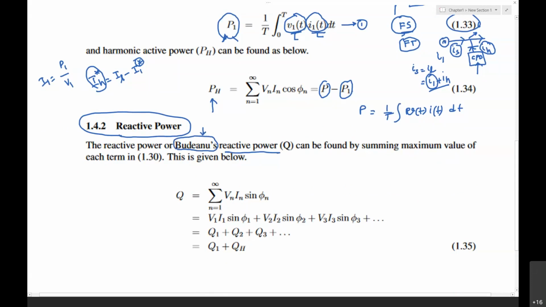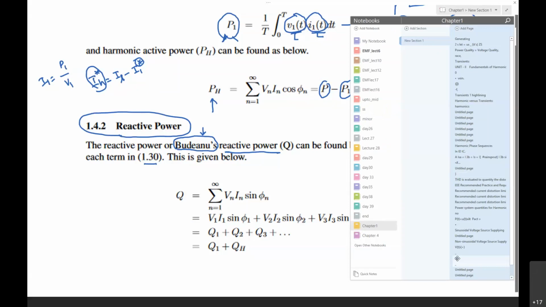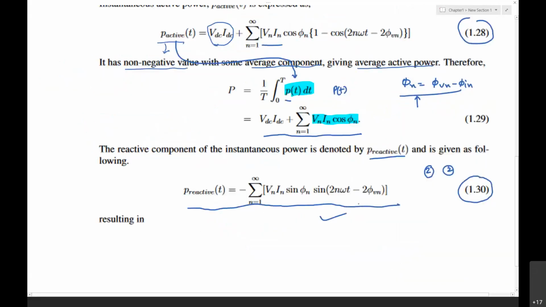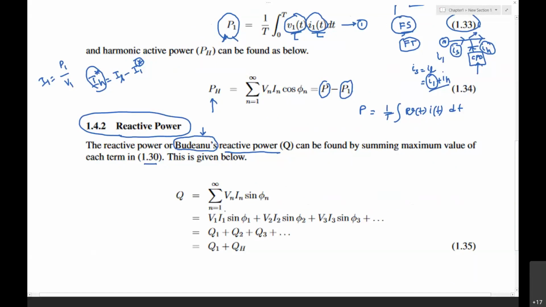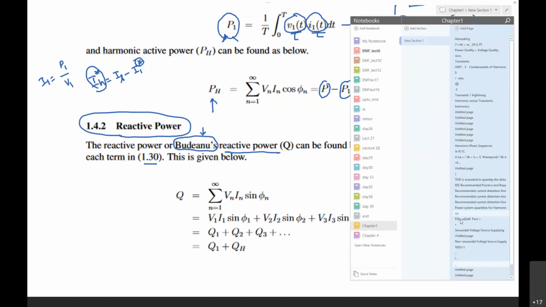It can be found as the maximum value of the term in this particular equation. The reactive power is Vn In sin phi n, then V1 I1 sin phi 1, V2 I2 sin phi 2 and so on. This is the reactive power when you are dealing with voltage harmonics and current harmonics.